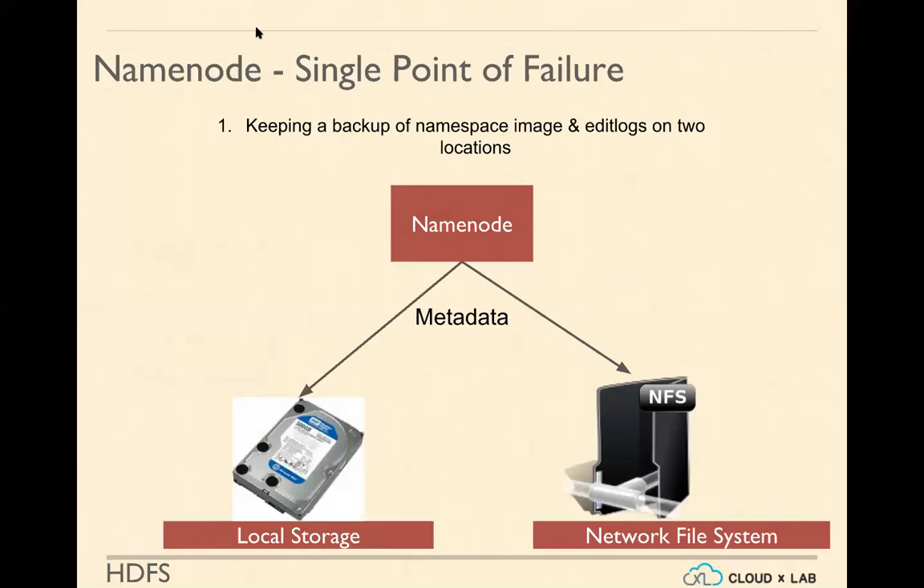So the first way of taking care of failover was to maintain a copy of the metadata. Metadata is image plus edit logs. Both of these sets of data would be kept in a network file system along with the local storage. That was the first strategy.